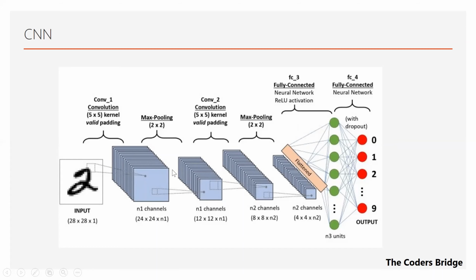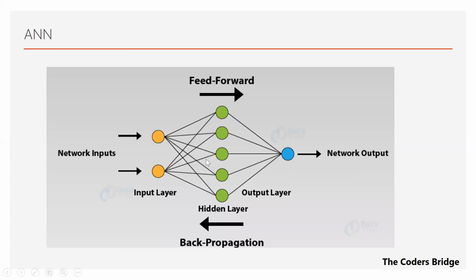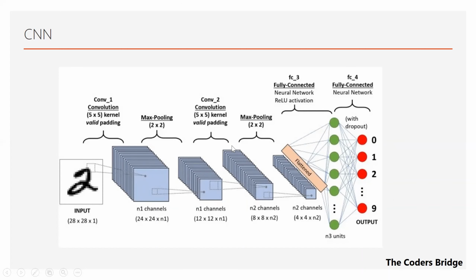Normally, as in an artificial neural network, the input will be passed, and we will be updating the weights in forward and backward propagation for each hidden layer. The same thing happens here, but instead of hidden layers, we will be using convolutional layers. What is a convolutional layer? A convolutional layer is nothing but a similar kind of hidden layer.